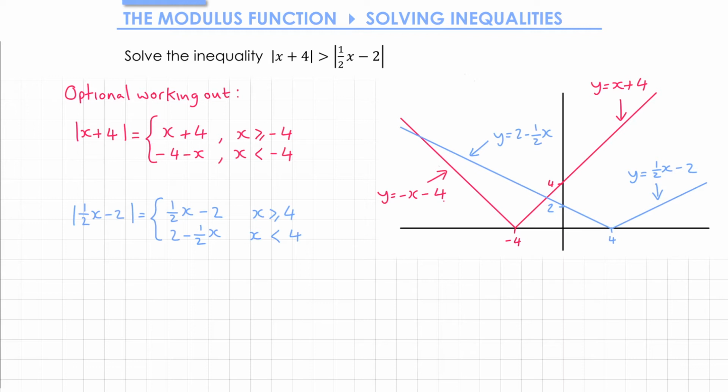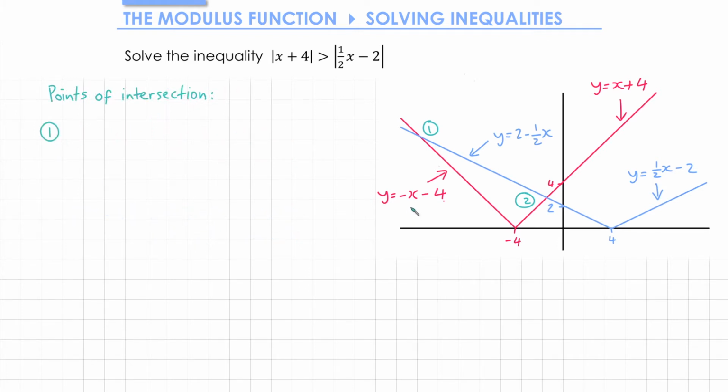Next we're going to find out the points of intersection. So first we'll label them. We'll call the one on the left 1 and the one on the right 2. So let's find these points of intersection. For number 1, it's easy to see which two equations we want because we've labelled them. We've got this line, which is y equals minus x minus 4, meeting this line, which is y equals 2 minus a half x.